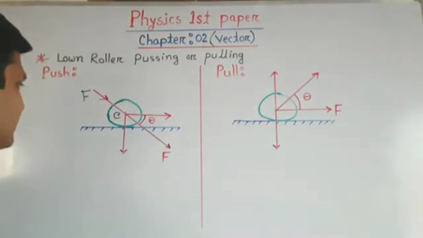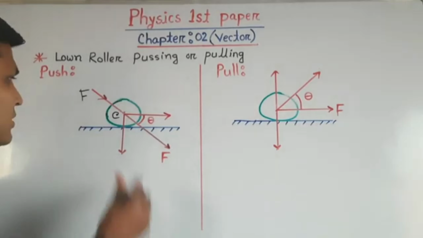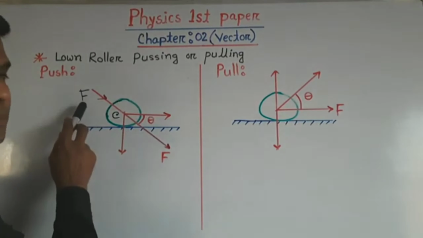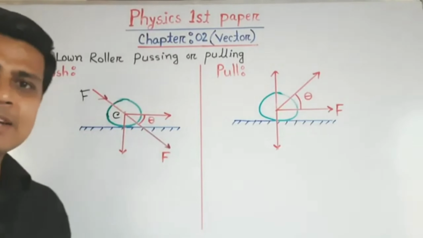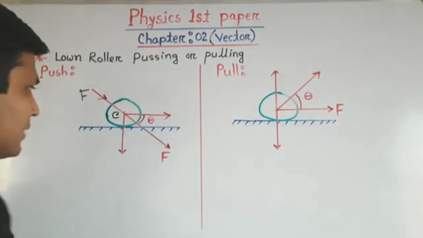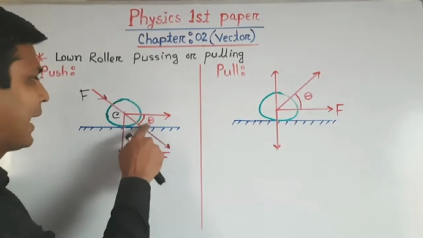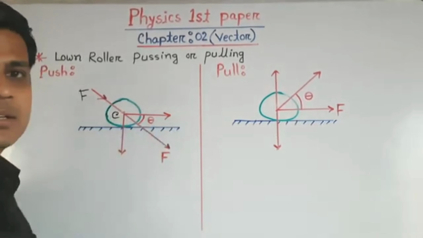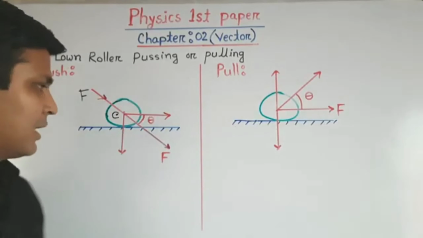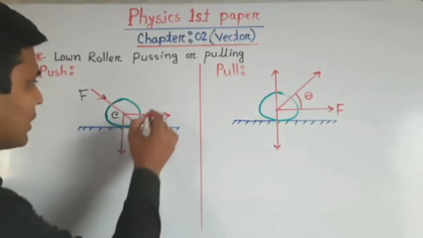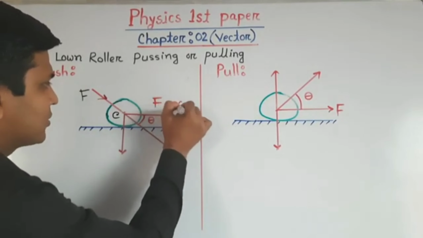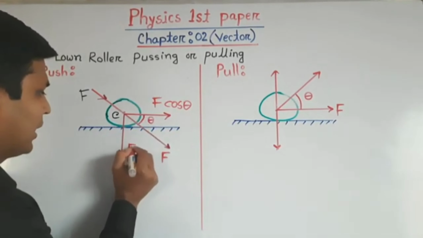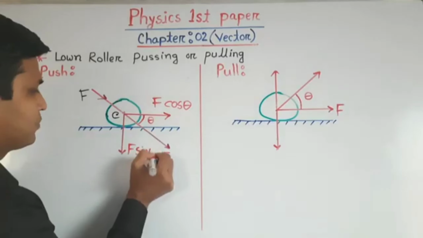Let's consider this is the ground and this is the lawn roller. C is the center of gravity. And in case of push, suppose you apply F amount of force, and that force will divide into two components. Suppose the force is acting with an angle of theta with the horizontal plane, so we can say this is the horizontal plane, and the horizontal component of the applied force will be F cos theta, and the vertical component of the applied force will be F sin theta.